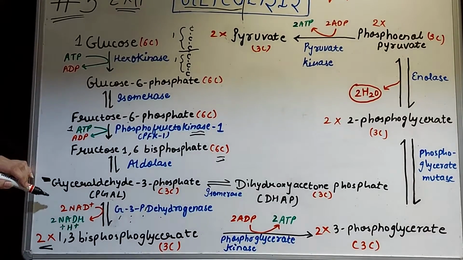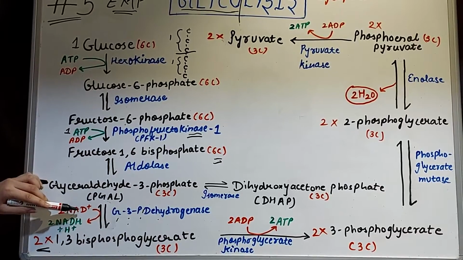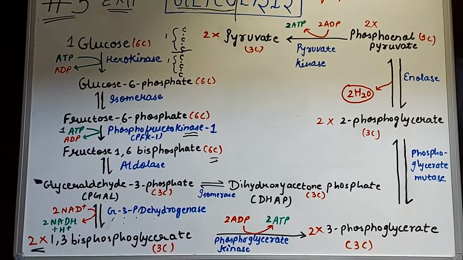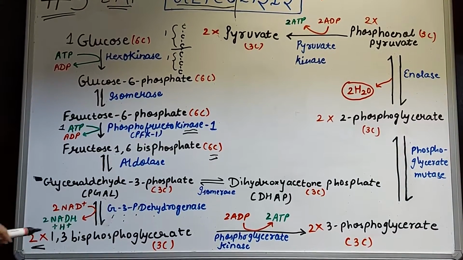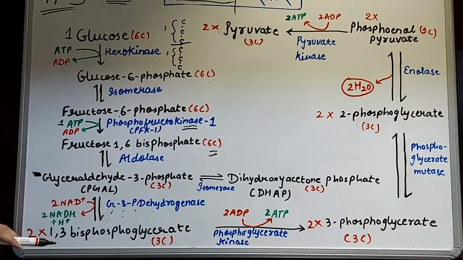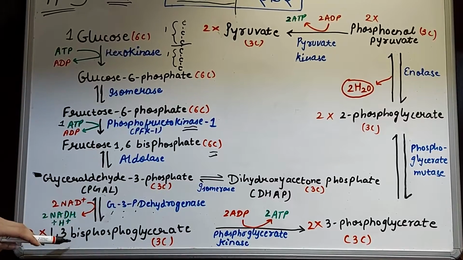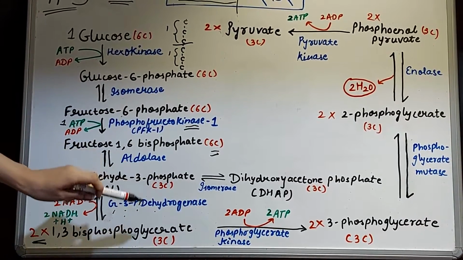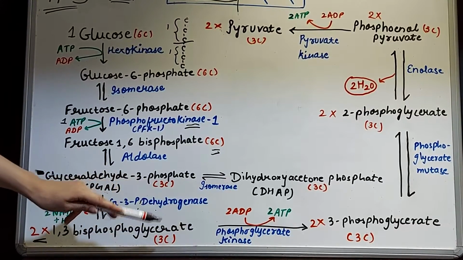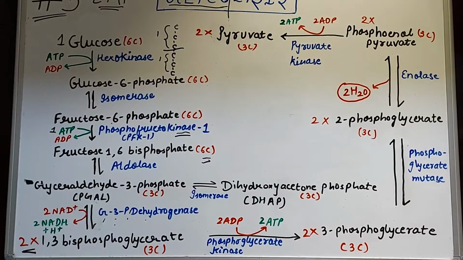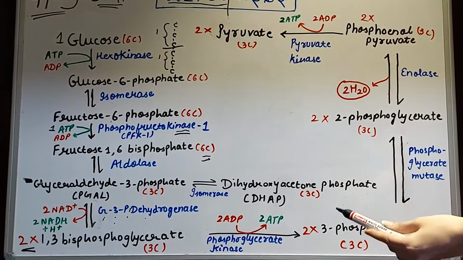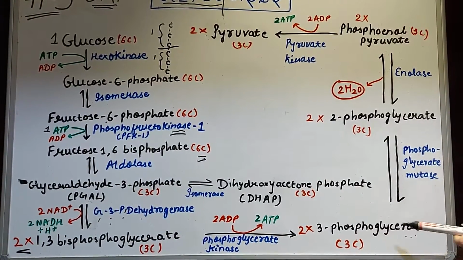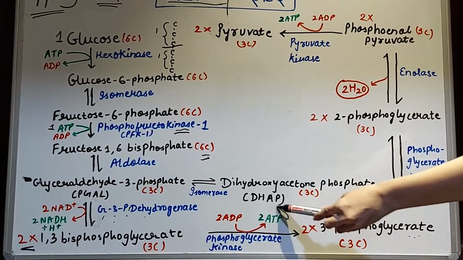Okay, this is nicotinamide adenine dinucleotide. This is a cofactor, a coenzyme. So now this 1,3-bisphosphoglycerate, which is a 3 carbon molecule, gets converted into 2 molecules of 3-phosphoglycerate with the help of enzyme phosphoglycerate kinase. So in the conversion of 1,3-bisphosphoglycerate to 3-phosphoglycerate, 2 ATP molecules are generated.